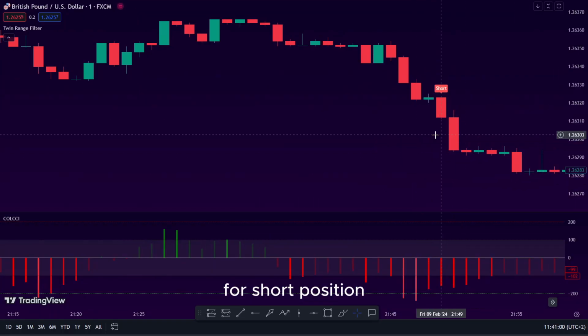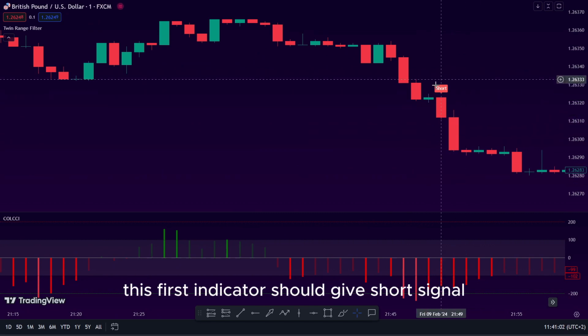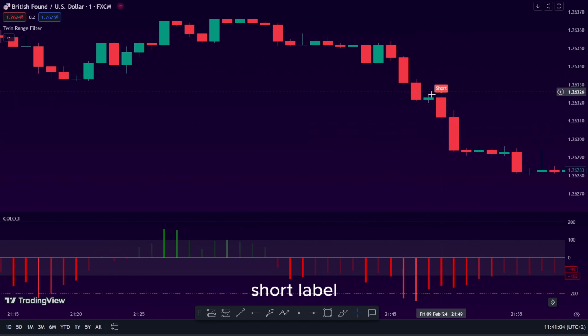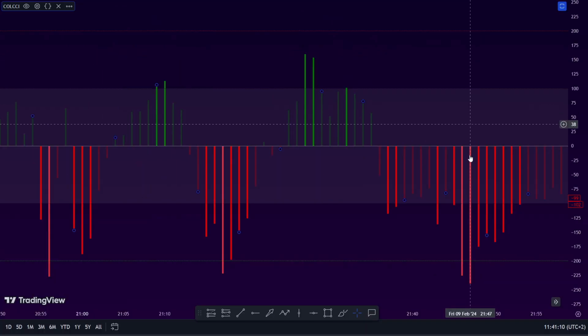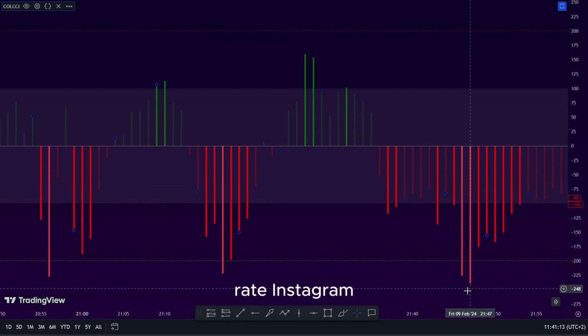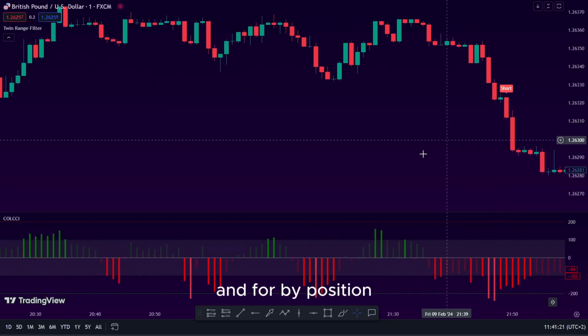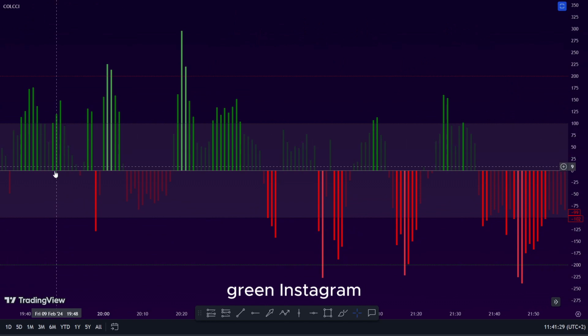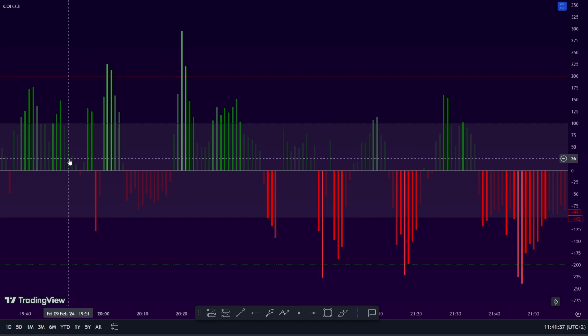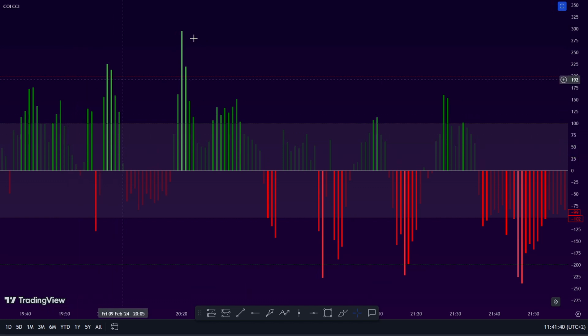For a short position, the first indicator should give a short signal, a short label, and the second indicator should confirm this signal with this red histogram. And for a buy position, it should confirm this long signal with this green histogram. This dark green can also be valid but not as accurate as this light green.